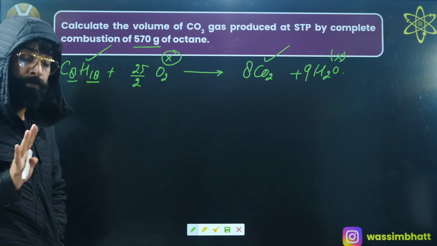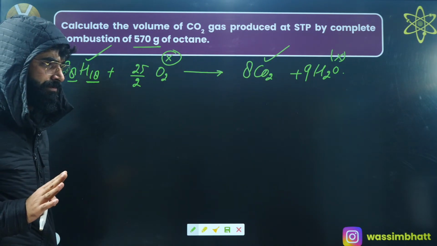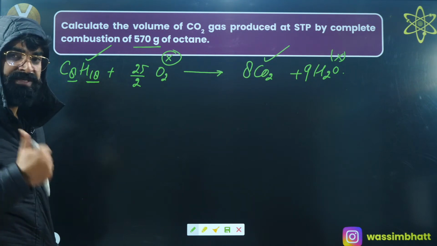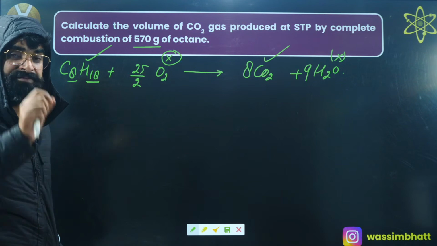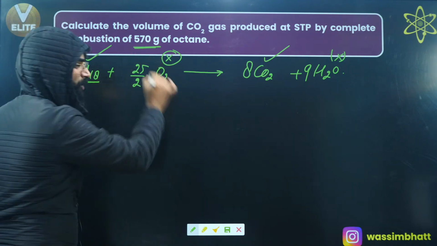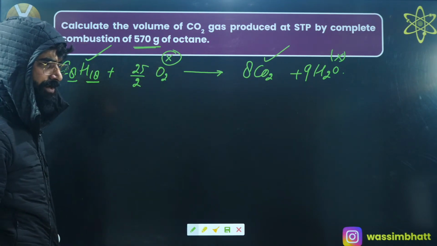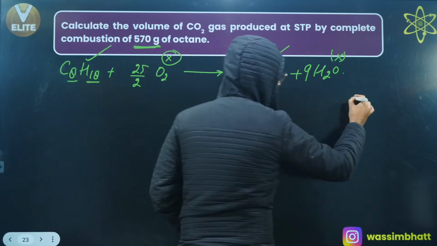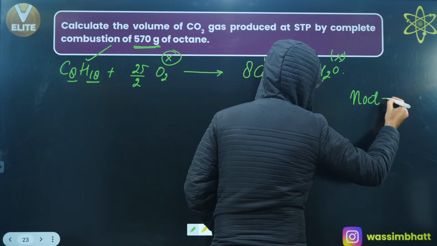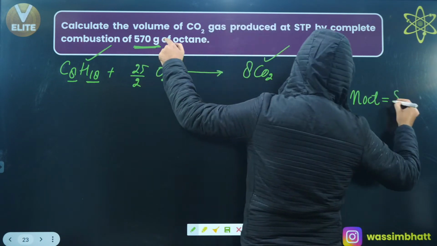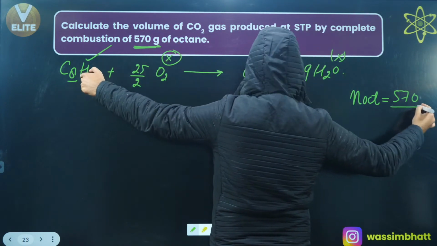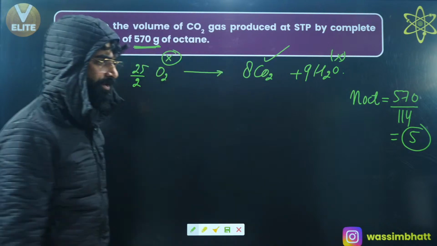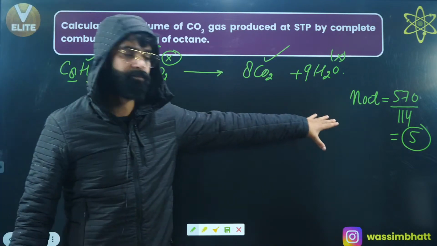Okay. If I'm using the mole method, what am I supposed to do? I'm supposed to convert the given quantity into number of moles, right? The given quantity is 570 grams of octane. So I'll be calculating the number of moles of octane, which is equal to mass of octane, which is 570 grams, divided by molar mass of octane. When you calculate it, 114, the value comes out to be 5, right? So these many moles of octane we have.